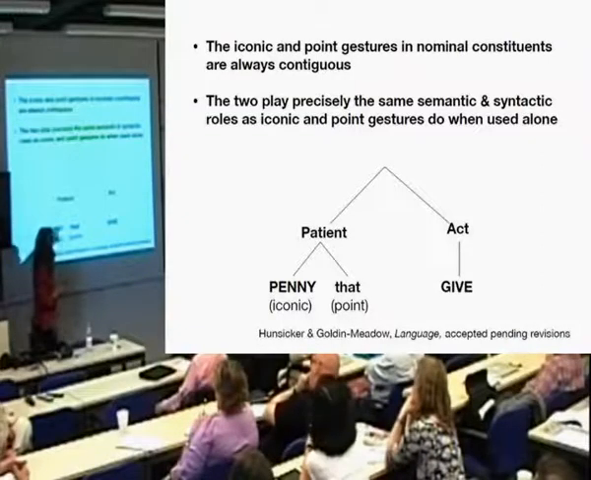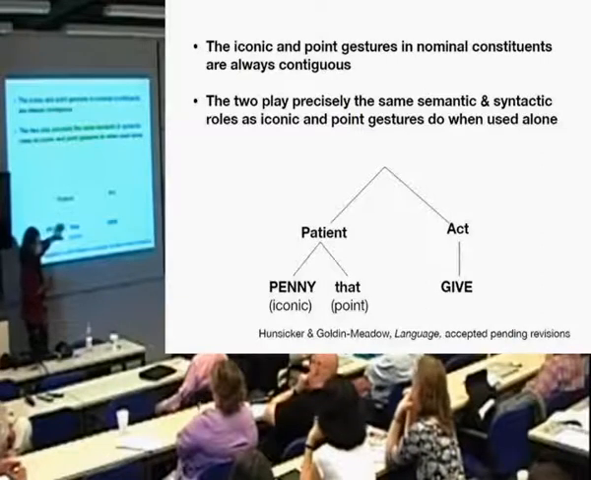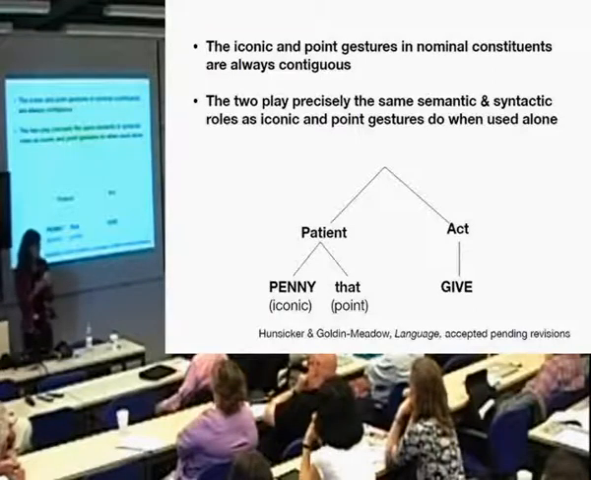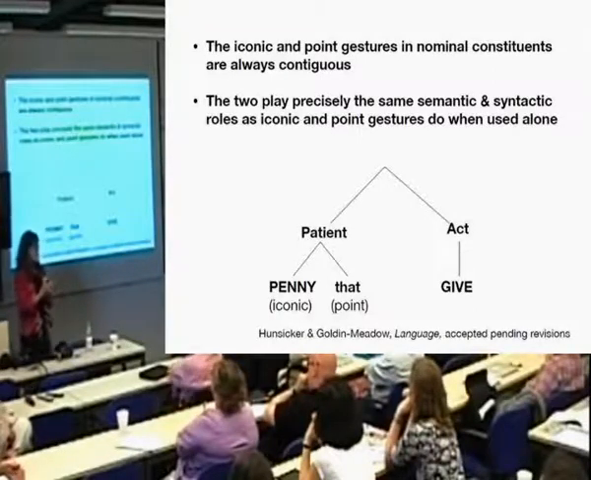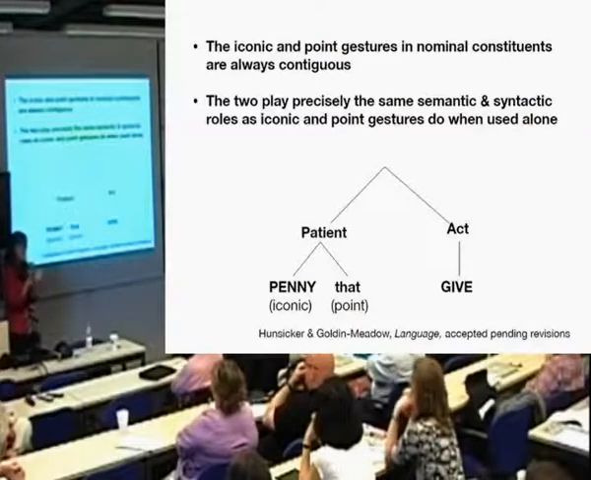So, when this penny and that combination is put in a sentence, it tends to be at the beginning of the sentence, just like the patients were in the examples that I showed you before. So they occupy the same kinds of semantic roles, suggesting that this unit is substituting for the same thing.